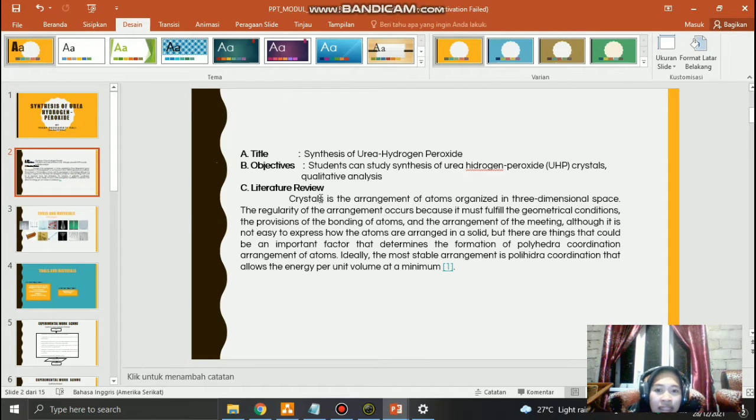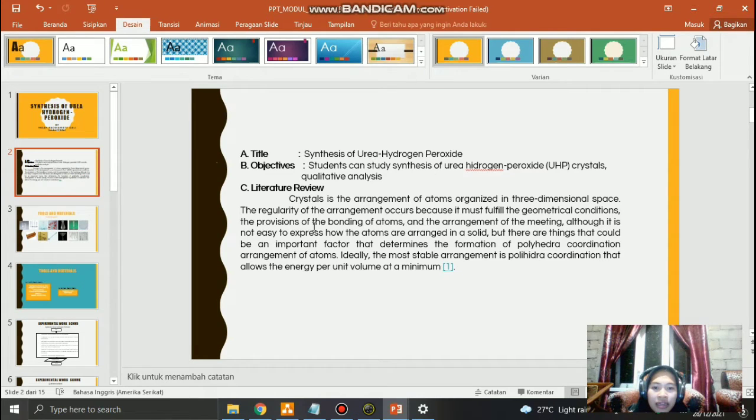Title: Synthesis of urea hydrogen peroxide. Objective: students can study the synthesis of urea hydrogen peroxide (UHP) crystal and qualitative analysis.